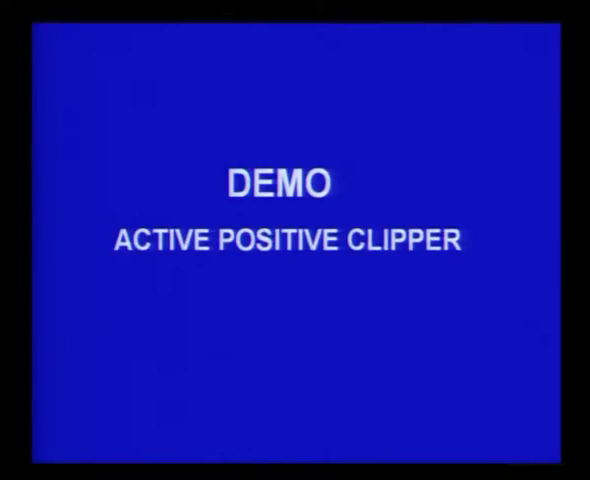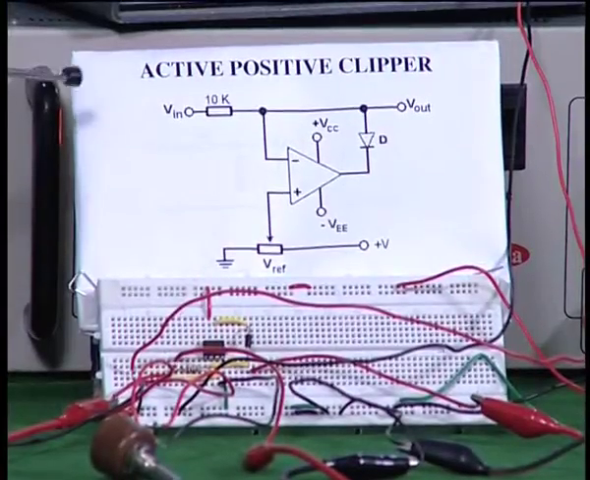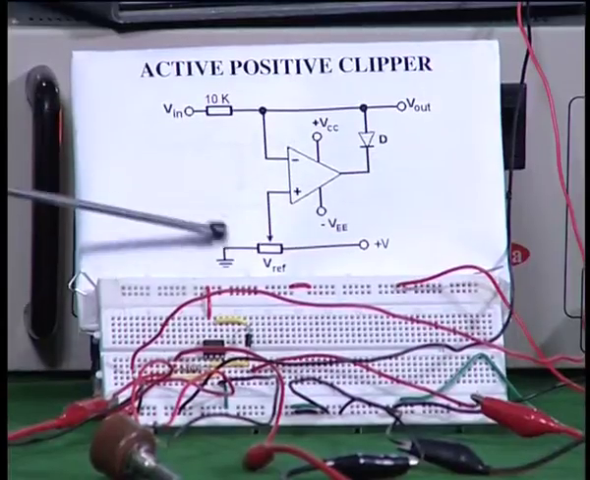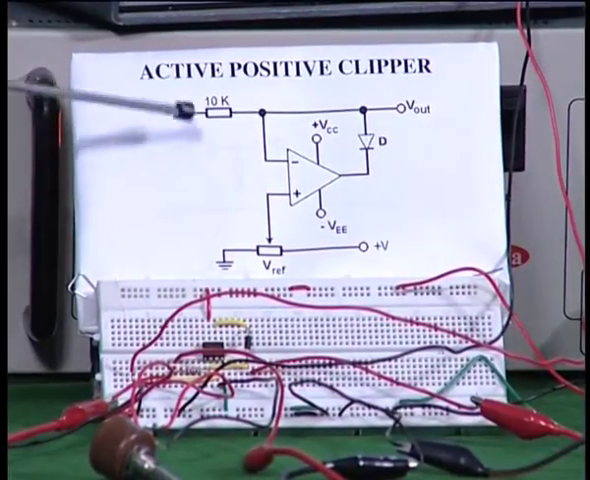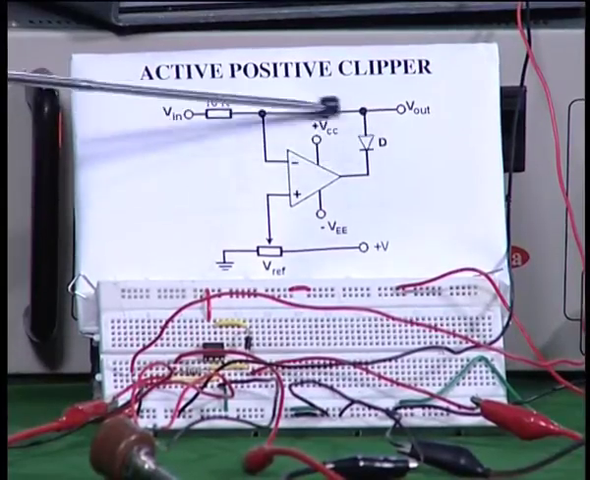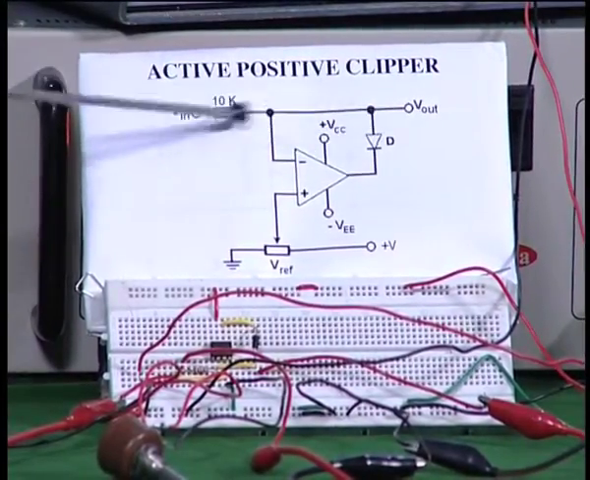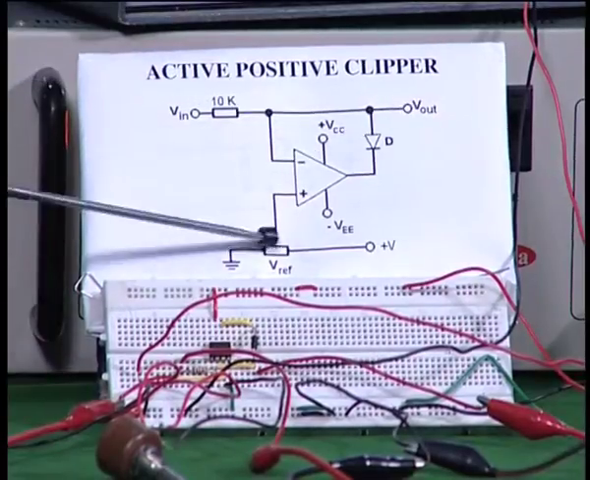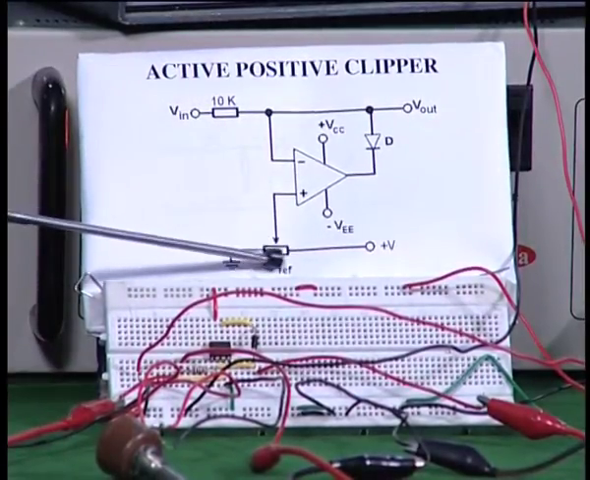Now, I will show you a simple circuit, the same circuit implemented for a positive clipper. The circuit here is the same as what I just discussed as an active positive clipper. So, you have an op amp, you have the diode, and you have this signal input here, you take the output, and on this side you have got a potentiometer.